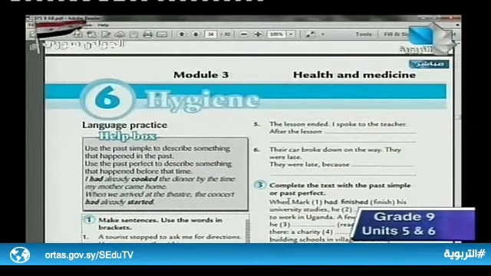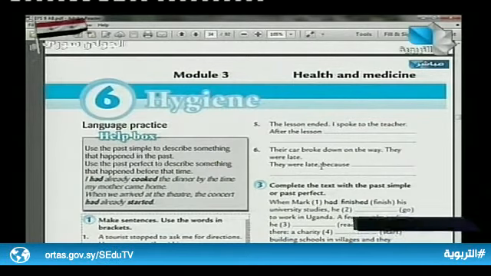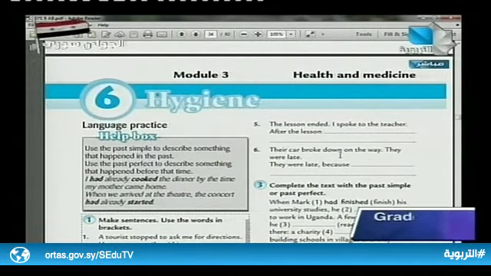Their car broke down on the way. They were late. Yes. So they were late. Why? Because their car had broken down on the way. Yes. It stopped. It had stopped on the way. So that's why they were late. Yes. There was a reason. 2 actions. 2 actions.